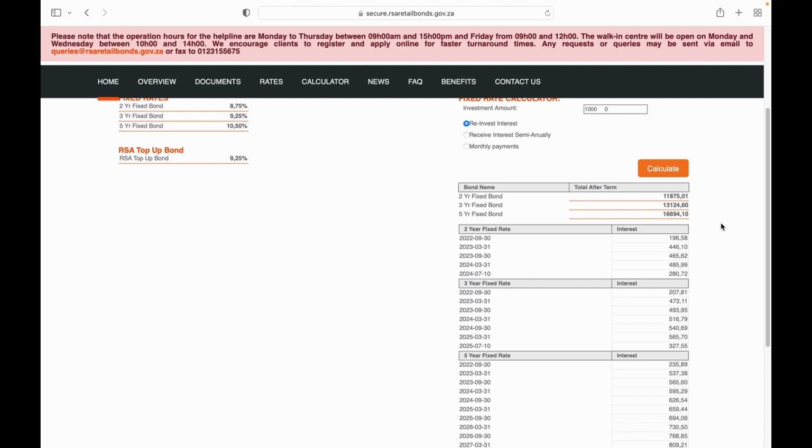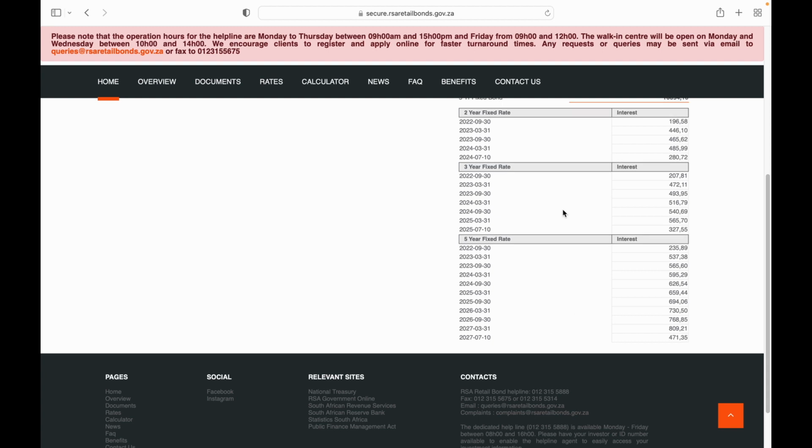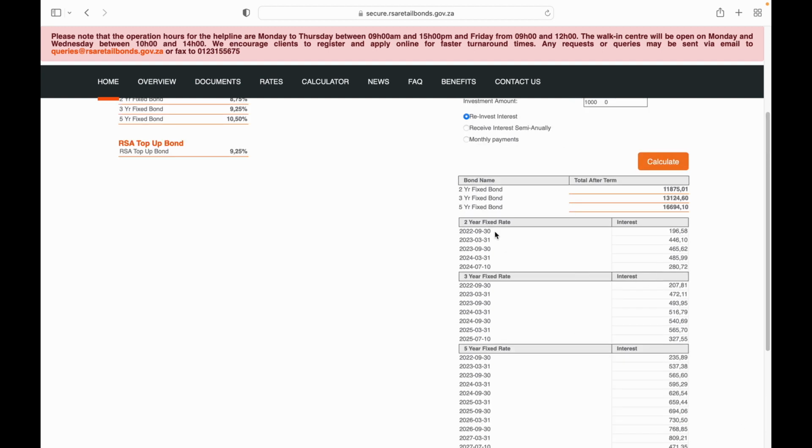And then you can see when the interest is going to be paid, starting from September 30th all the way up until July 10, 2027 for the 5-year period. But also for the 2-year and the 3-year period, you can see that for the 2-year period, you can expect to receive about 1,800 rand, which is about 18% return on your investment. And then for a 3-year period, you can expect to receive about 31% of the capital that is invested.